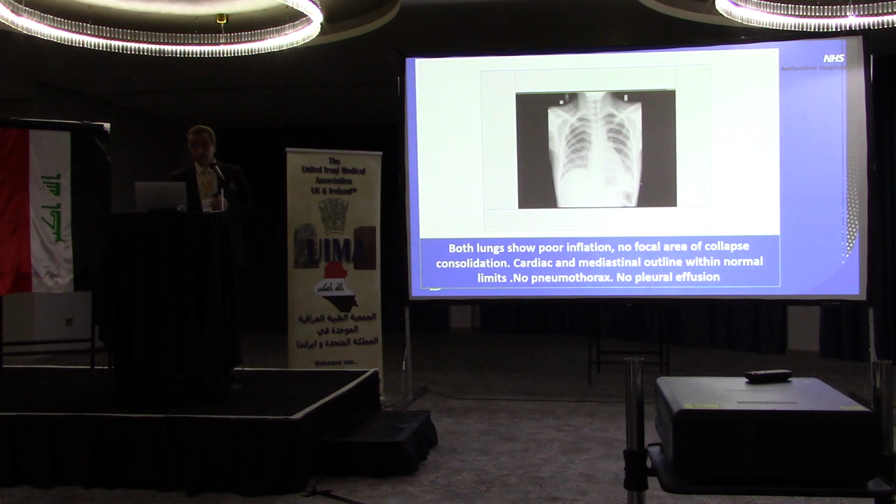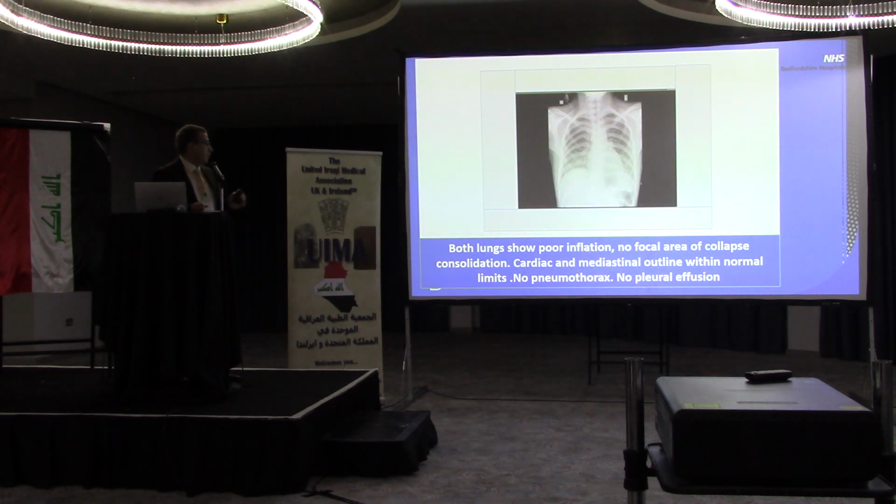So he asked for chest X-ray, and this is her chest X-ray, and the report was both lungs showed poor inflation, no focal area of collapse, consolidation, cardiac and the spinal outline within normal limits, no pneumothorax, no pleural effusion. So they ruled out any acute things.